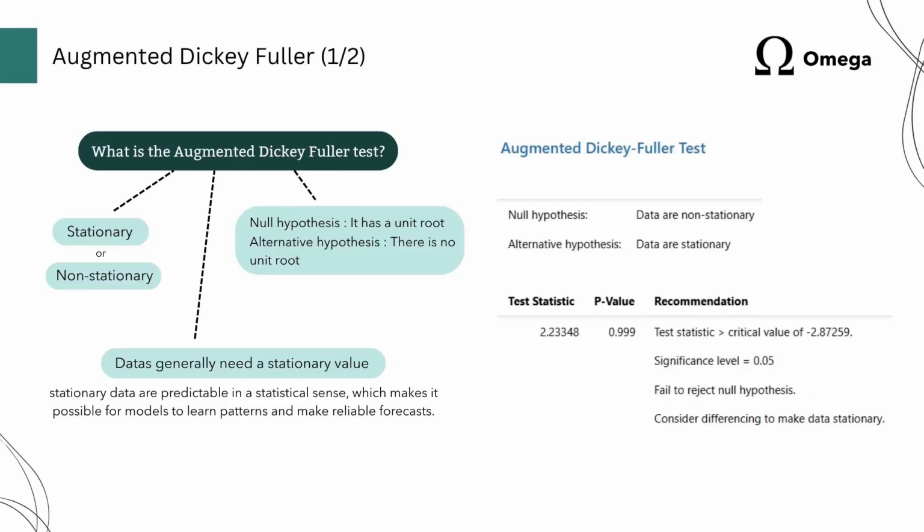Next up, we're going to talk about the augmented Dickey-Fuller test. Now, this test is to know whether the data is stationary or non-stationary. And usually, data need a stationary value so that the data is predictable in a statistical sense. And here, the null hypothesis is that it has a unit root, and the alternative hypothesis is there is no unit root. And from the test, we can see that the p-value is 0.999, which is more than 0.5 p-value. So we reject the null hypothesis, making the data non-stationary.